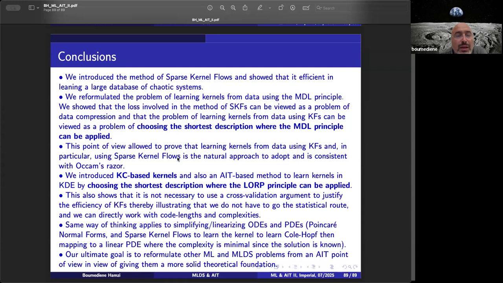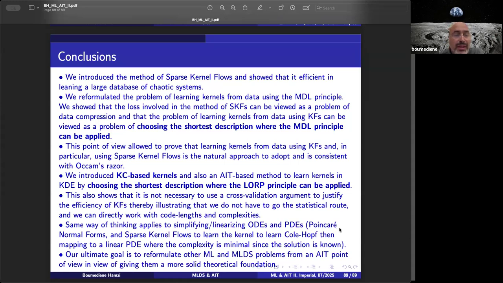We also introduced kernel complexity-based kernels, and we showed that there's also a way of learning kernels in kernel density estimation using the loss rank principle. These results show that it's not necessary to use cross validation in statistical arguments to justify the efficiency of kernel flows, and that we can work directly with code lengths and complexities. As I said, this led to the diagram I just showed, which will be part 3 of the series of papers.